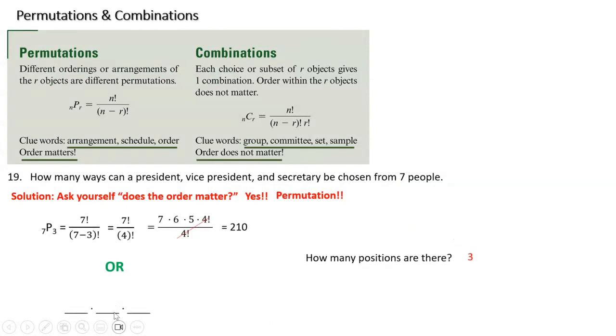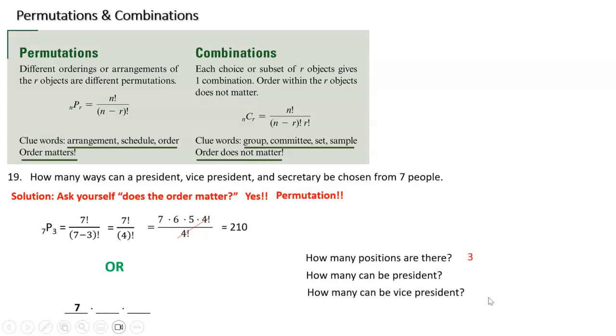Let's put 3 blanks, so it's going to be blank times blank times blank. How many can be president? All those 7 people can be president, so 7. But if one's a president, they cannot hold 2 positions, so then how many are left?